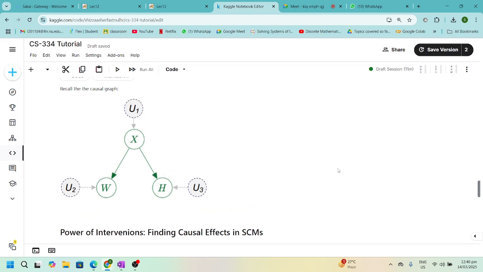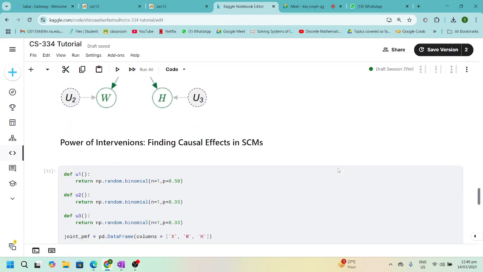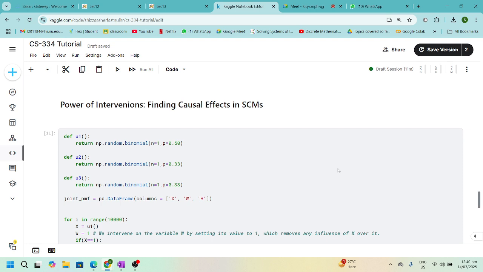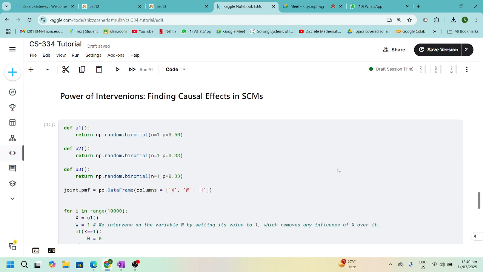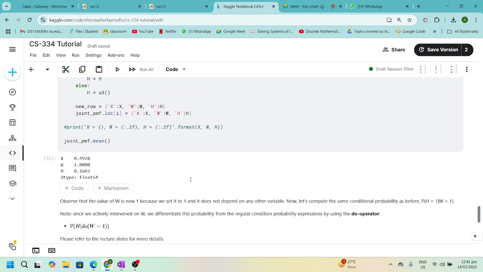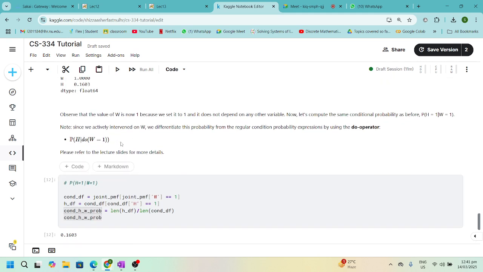I've just added this for your reference again to circle back to that. And now we are going to intervene, and I'm going to clarify the difference between conditioning and intervention once again. So first, this is the probability that we have to calculate now. Previously, you were calculating the probability of H given that W is 1. That is called conditioning.